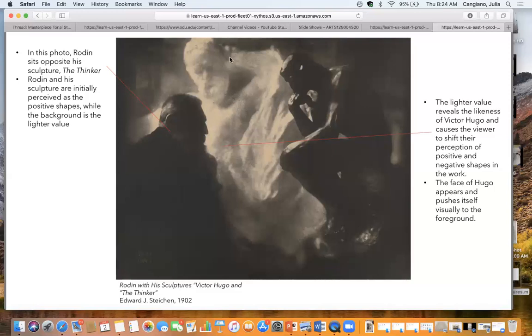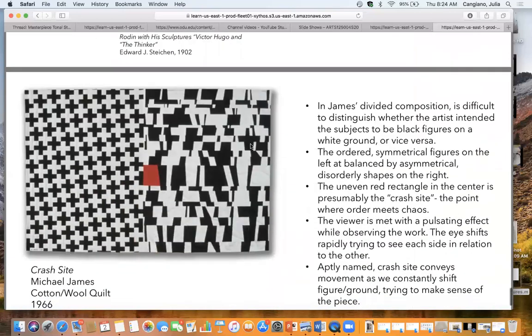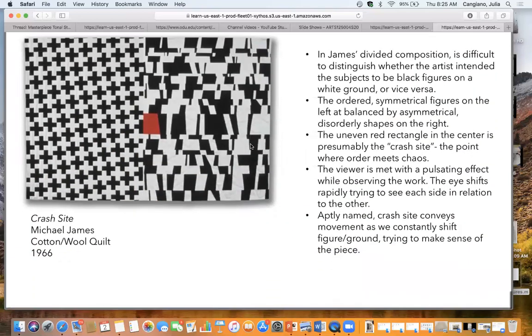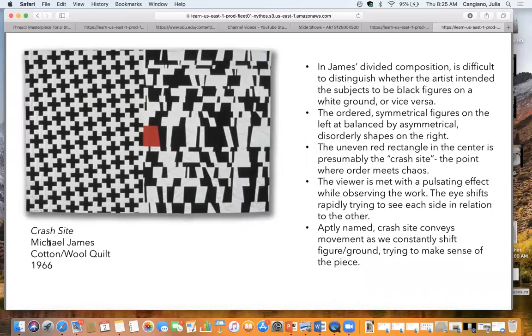But it does push itself visually up into the foreground because it does have detail, it is recognizable. And there is such a stark contrast, so your eye immediately goes to these places where it's very harshly black and white. So, kind of an interesting image. And finally, this is Crash Site by Michael James, and it's really interesting.